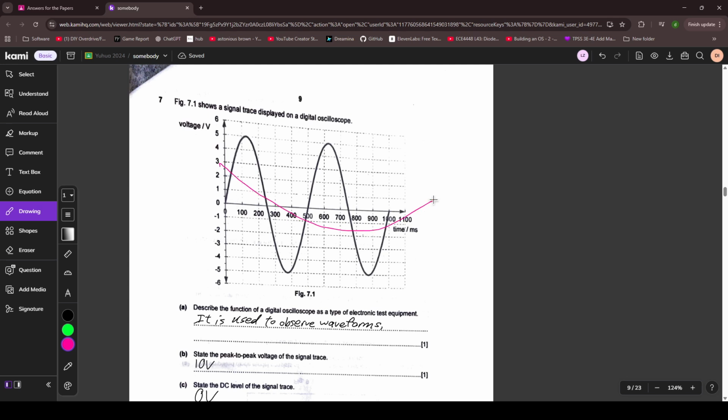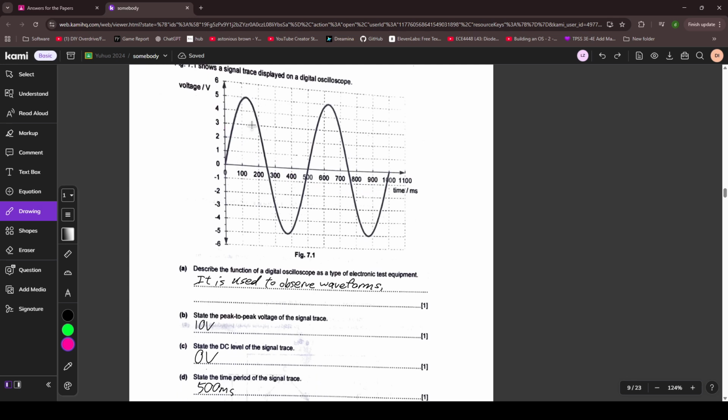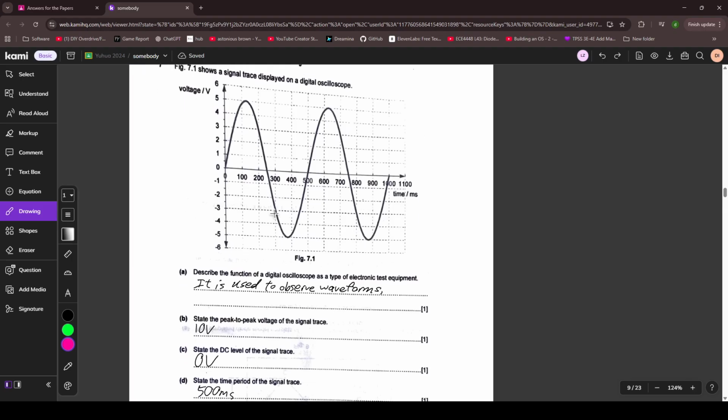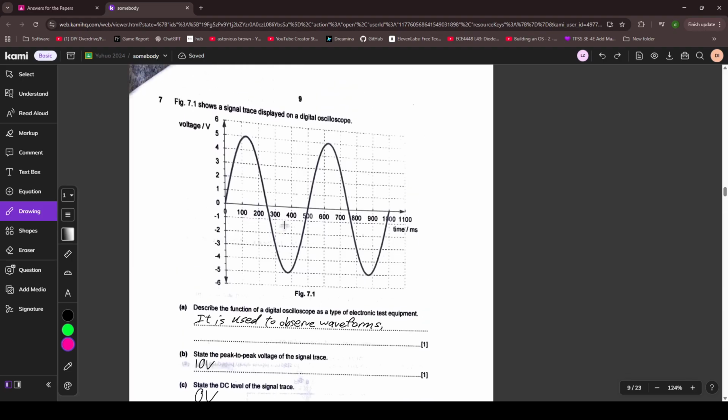Whoa, this thing is like scoliosis, bro. Alright, there's an AC wave. Describe the function of a digital oscilloscope as a type of electronic test equipment. It is used to observe waveforms.